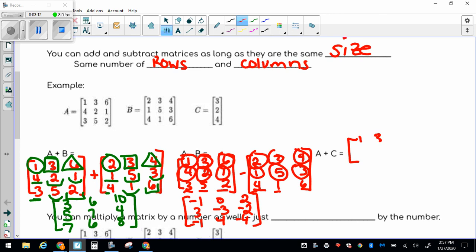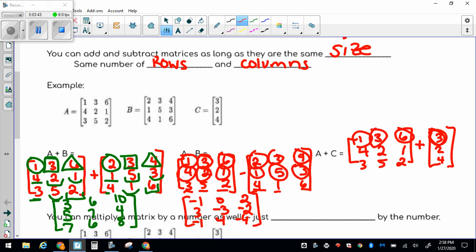A is 1, 3, 6, 4, 2, 1, 3, 5, 2, plus C, which is 3, 2, 4. This guy can't be done. If you remember over here, I did the top left, and then the top center, and then the top right, all the way across. This guy can't be done. They do not have the same number of rows and columns. Can't be done.